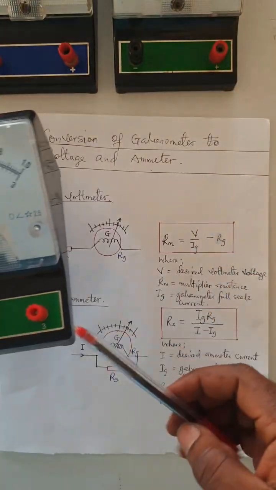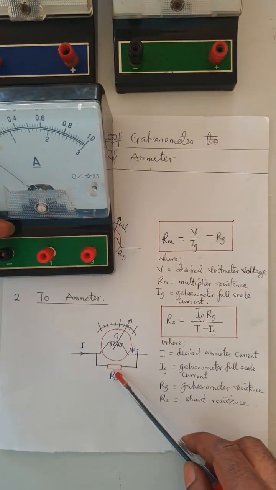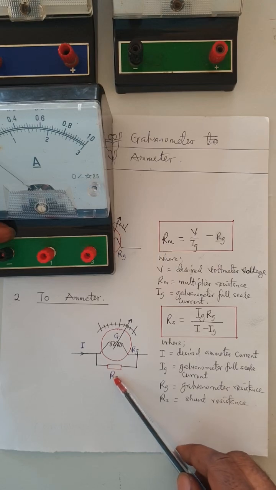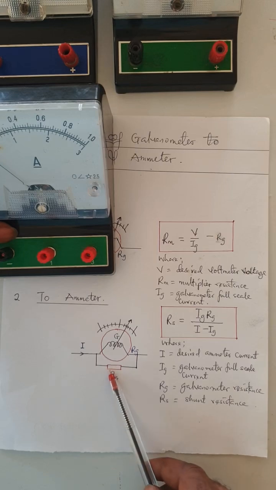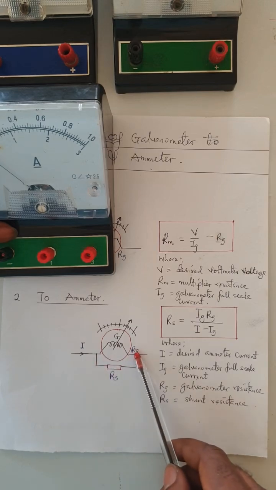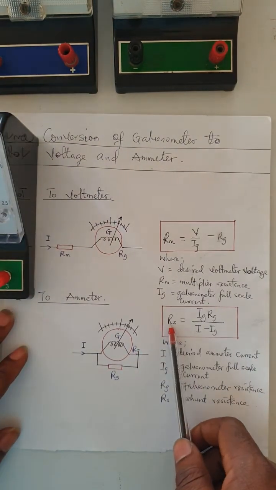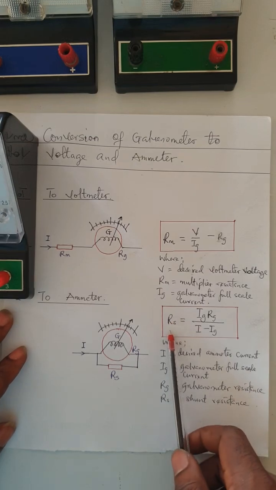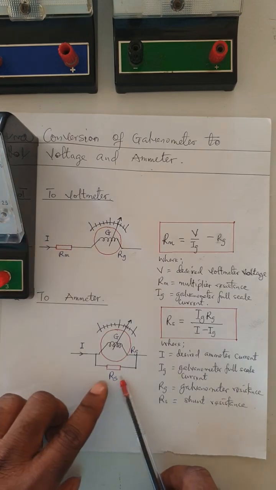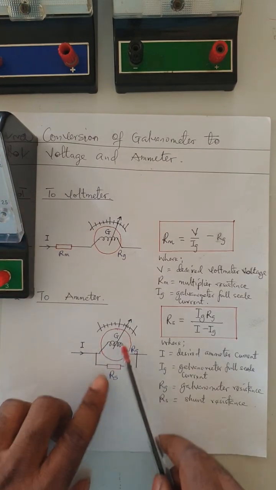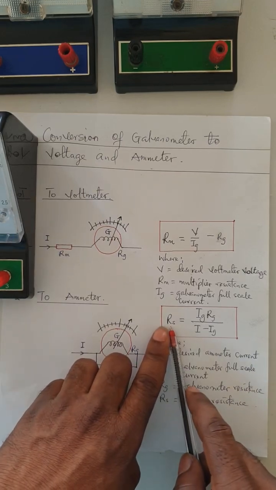For us to convert the galvanometer to an ammeter, we connect a small resistance here, a small resistance called the shunt. This small resistance is connected in parallel with the coil of the galvanometer. And to do so, this is the formula that will do that for us. So that value of resistance that we convert the galvanometer into an ammeter is what we are going to calculate.